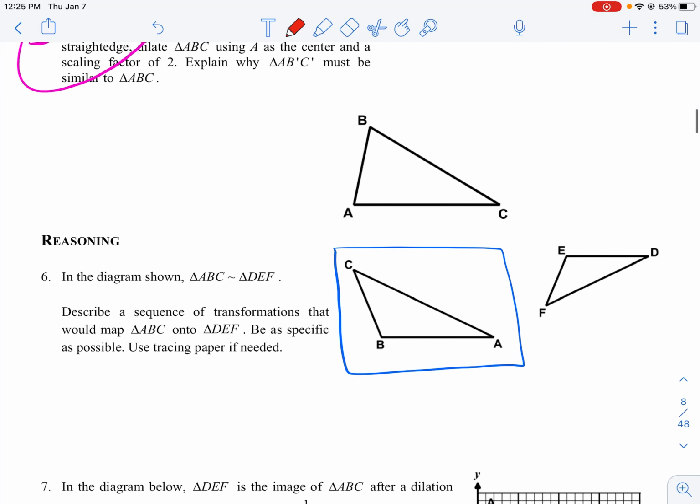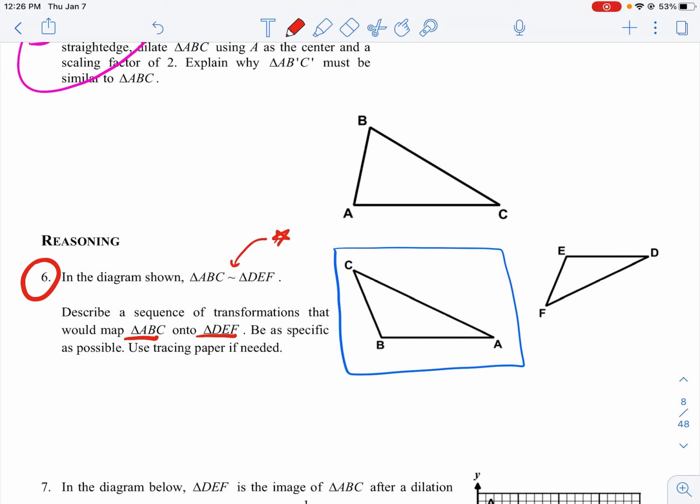Okay, and then I want to look at number 6 and then call it a day. Okay, we have A, B, C. Again, remember this means similar to D, E, F. Describe a sequence of transformations that would map this guy to this guy. And you can use tracing paper. So I sort of already made a piece of tracing paper here. So there's a couple things we can do.